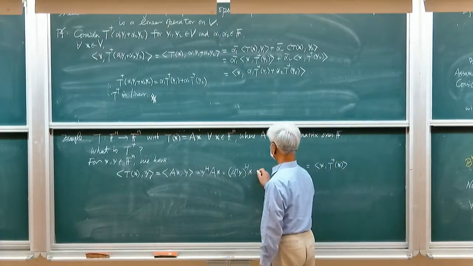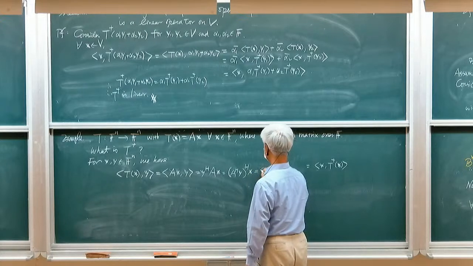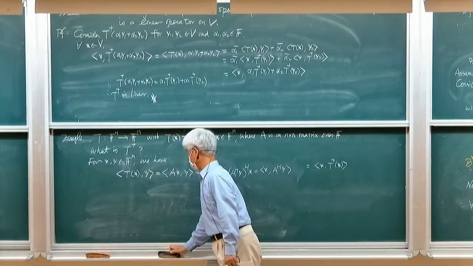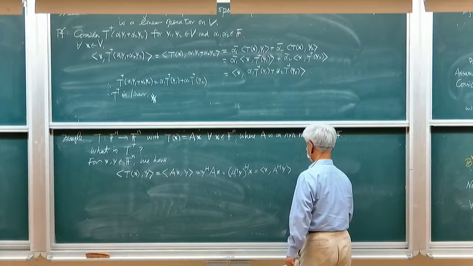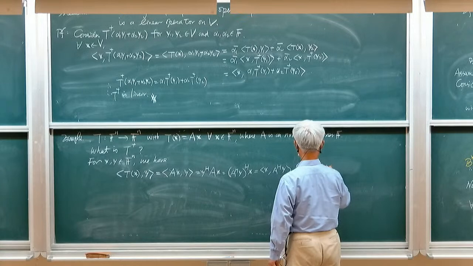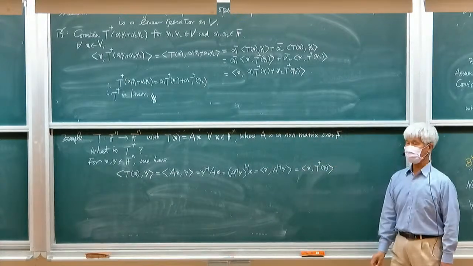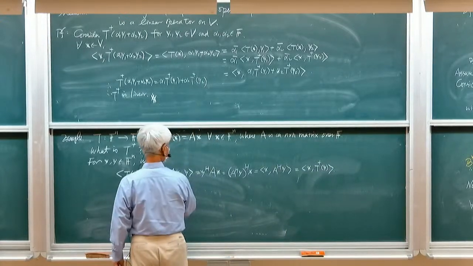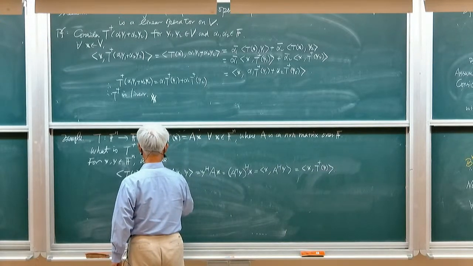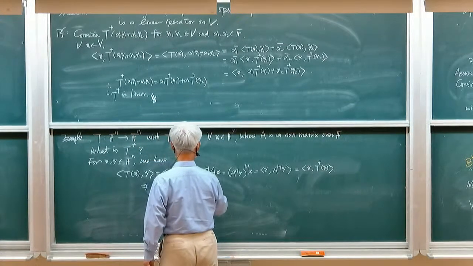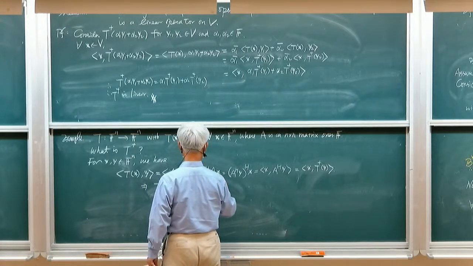And so this is <x, A^H y>, and this is exactly equal to <x, T dagger y>. So we established that T dagger y is equal to A^H y for all y in F^n.